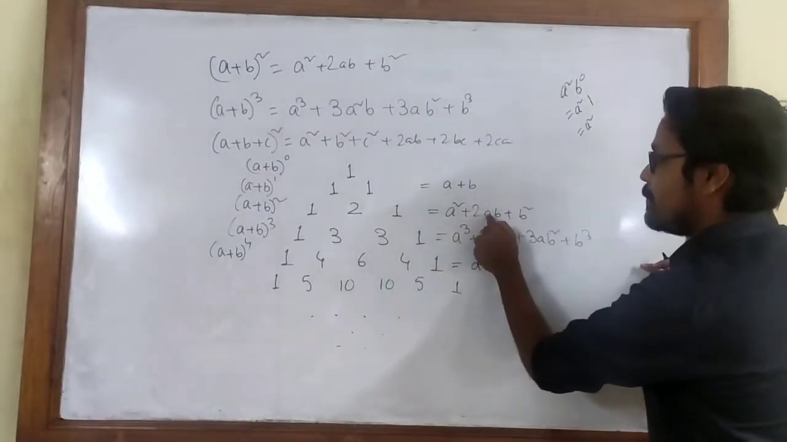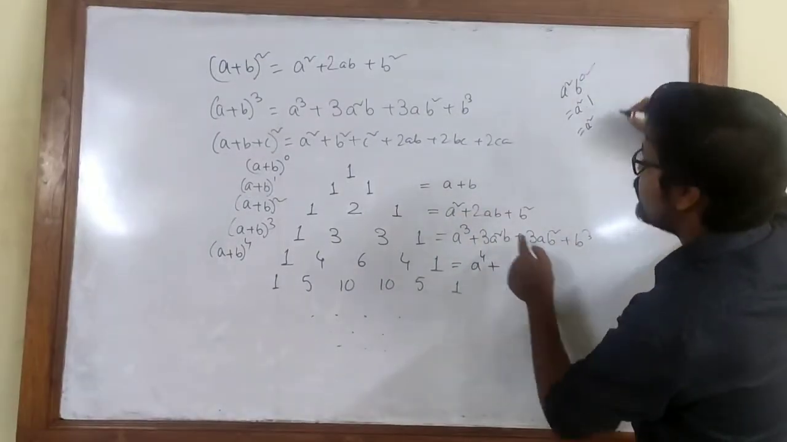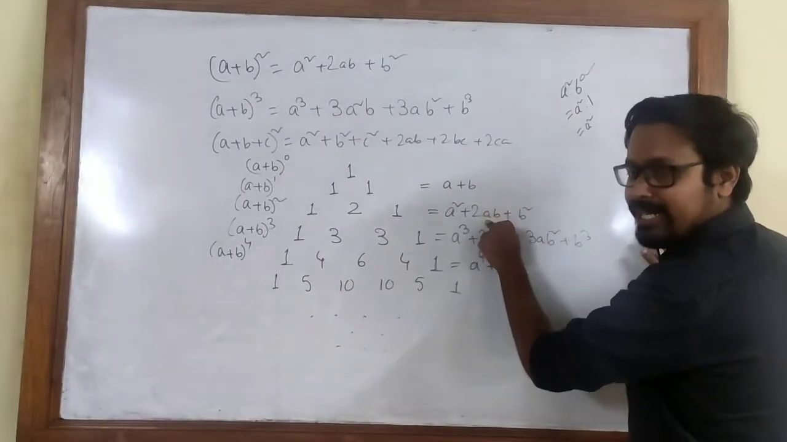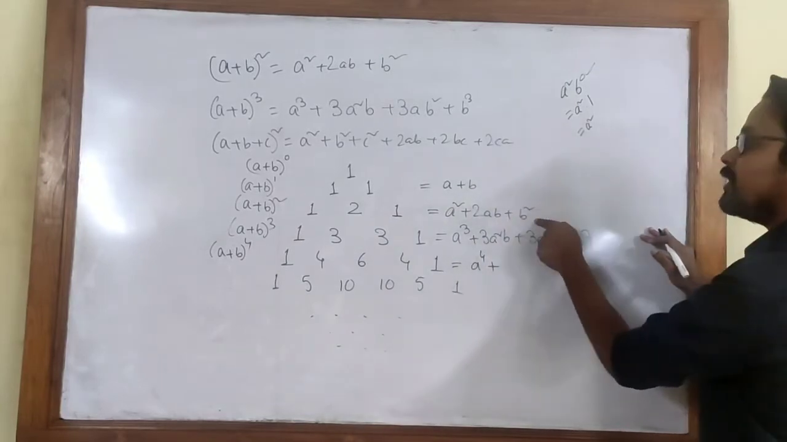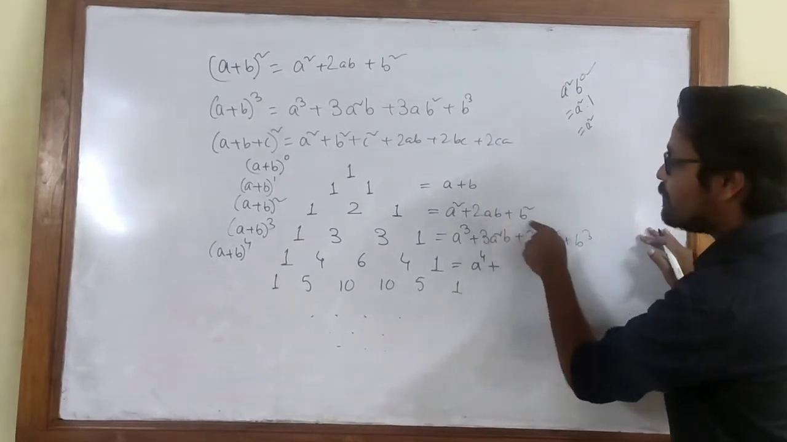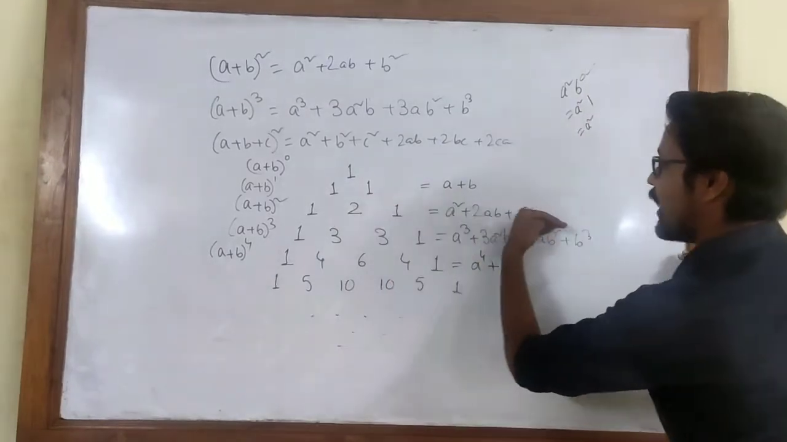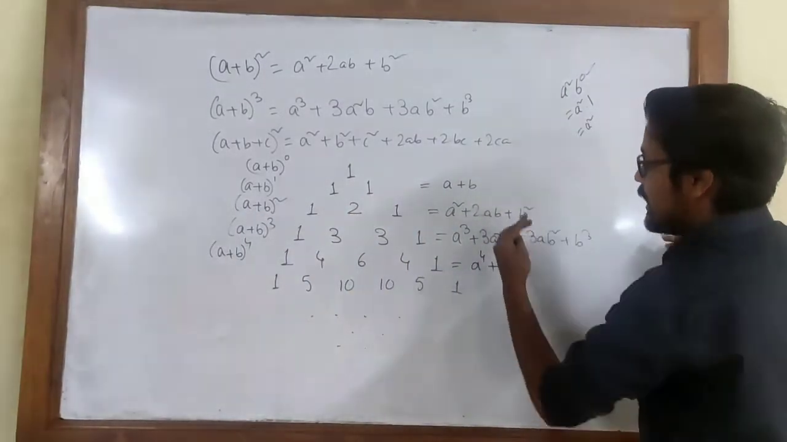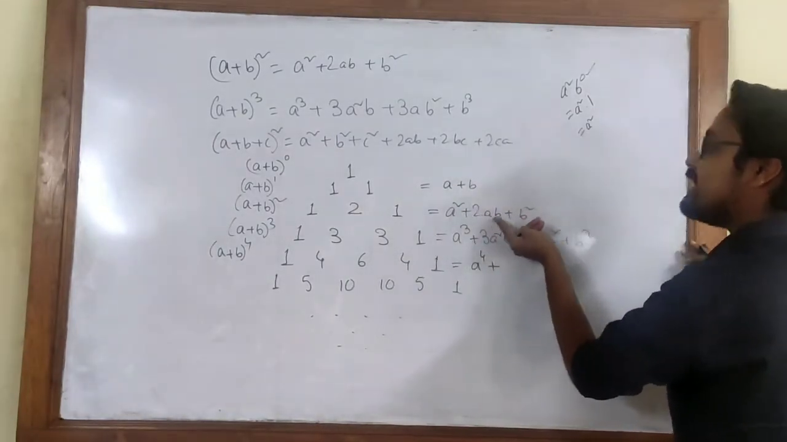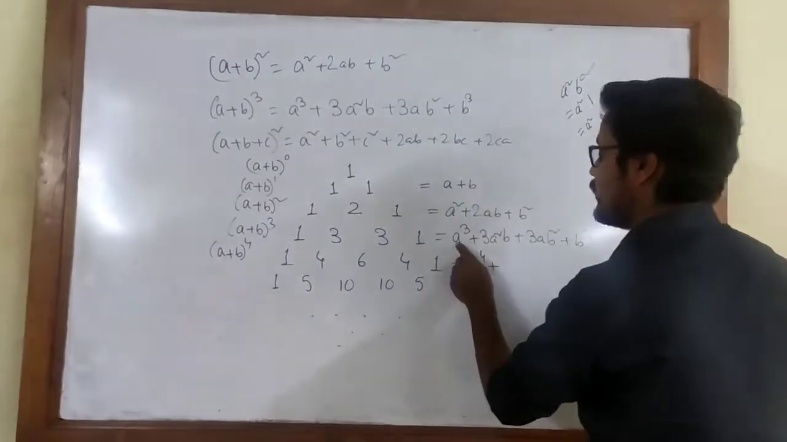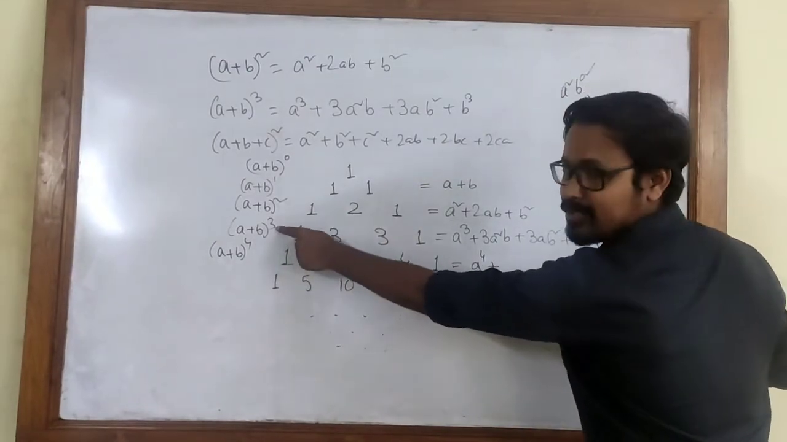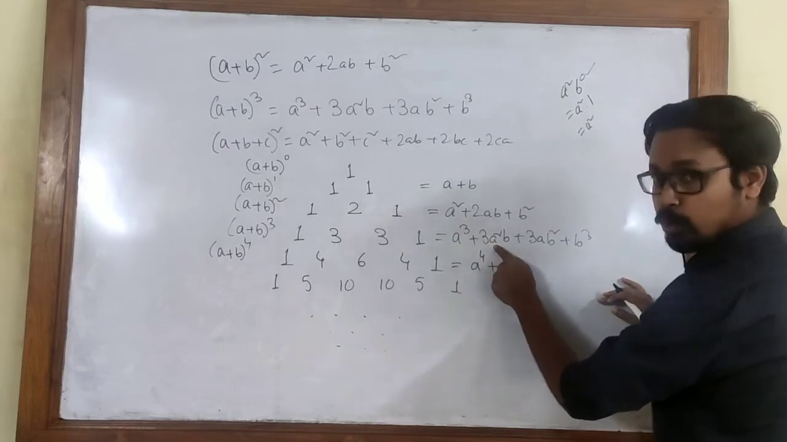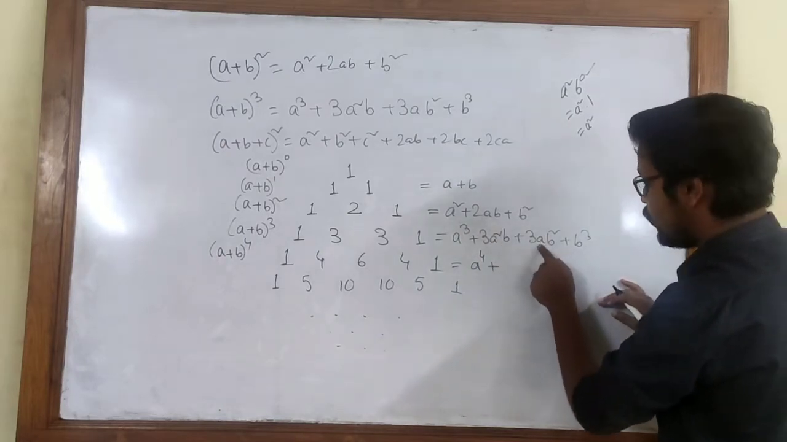In the next term, b becomes 1. That is, from 0, it moves to 1. And a loses 1 power. So from a square, it becomes only a. In the next term, a becomes 0 and hence we don't have a, and the power of b becomes 2. So as we move from left to right, the first term keeps on losing its power by 1, and the second term keeps on gaining its power by 1. Look at the third one, (a plus b) whole cube, highest power is 3. The first term is a cube. In the second term, 3 reduces to 2, then 2 reduces to 1, and 1 reduces to 0.